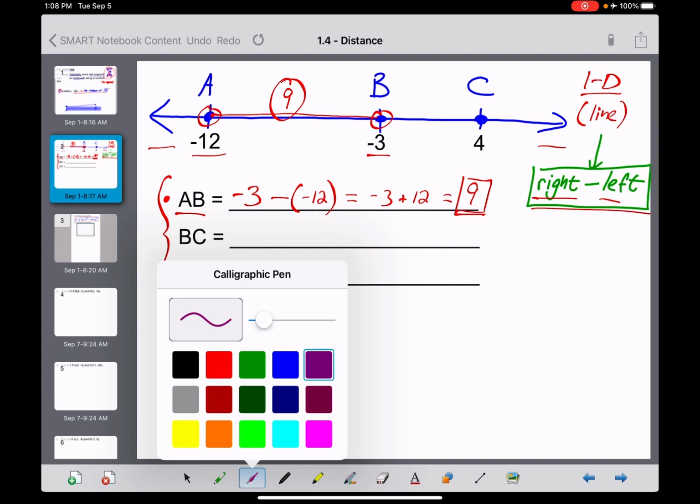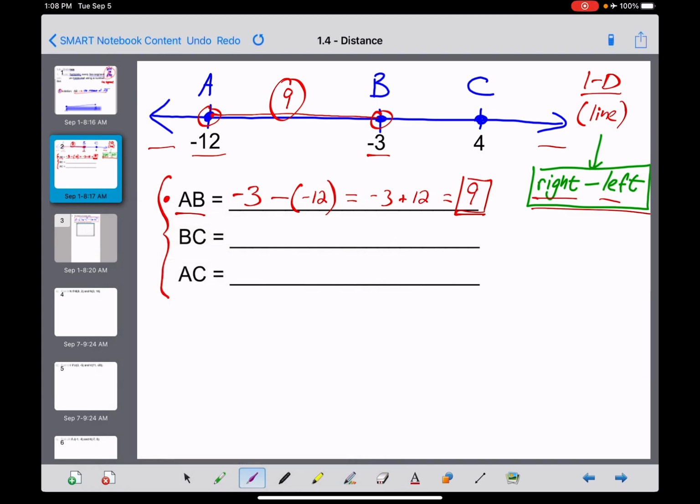I'm going to go to this lovely shade of purple. BC starts here at B, ends at C, and is this segment in between them. So again, right minus left. The right endpoint of BC here is 4, and we'll subtract the left endpoint, which is -3. Once again, we're subtracting a negative. 4 minus -3 simply becomes 4 plus 3, and our answer there is going to be 7 for the measure of line segment BC.